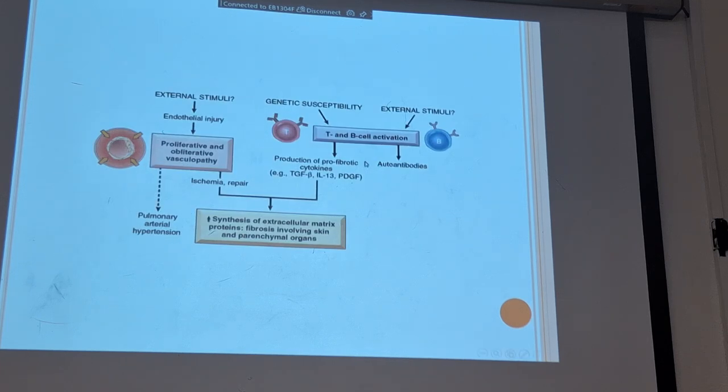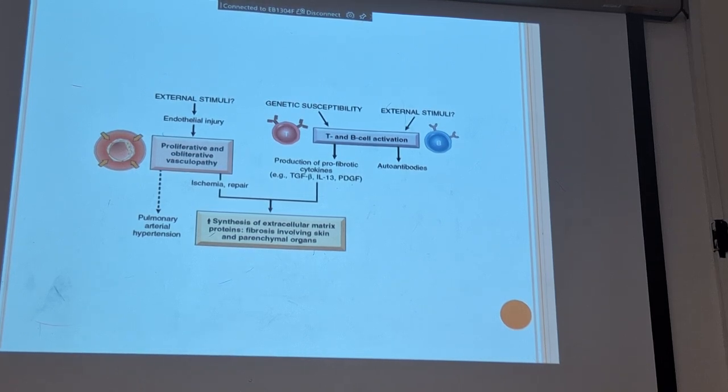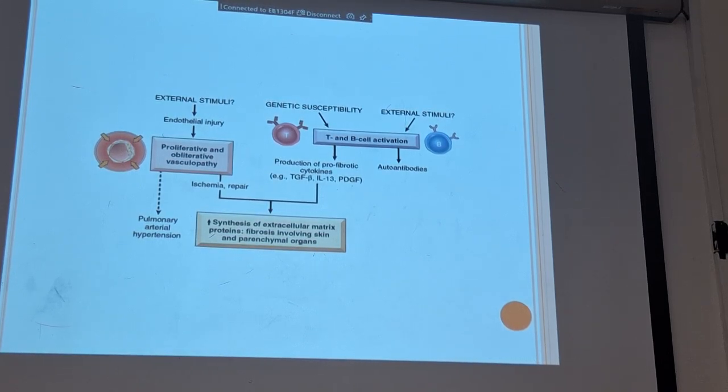And here in this picture, you see the pathogenesis of systemic sclerosis. As I told you, because of unknown reasons, we have endothelial injury, we have proliferation and obliteration of vessels, and we have, for example, pulmonary hypertension due to this. We also have ischemia due to obliteration of vessels, and after ischemia we have repair and fibrosis.